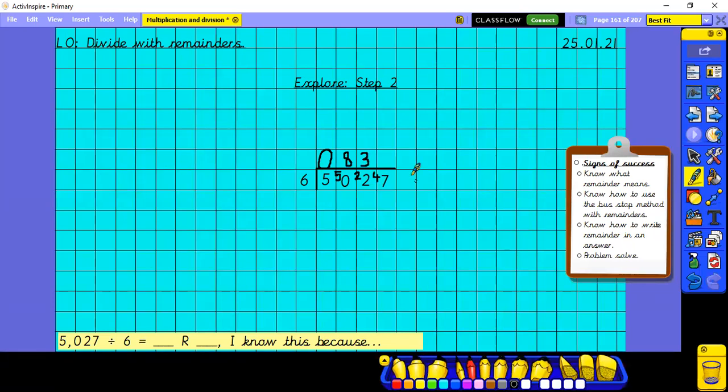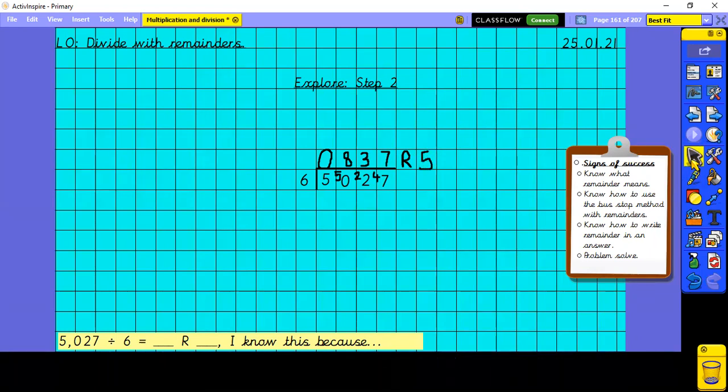Okay, and lastly, I need to think, how many times does 6 go into 47? And again, I know that 47 isn't in the 6 times tables, but I know that 42 is, and that 42 is quite close to 47. So 6 goes into 42 7 times, and we're going to have 5 left over, because 42 add 5 is 47. There we go. So 5027 divided by 6 is 837 remainder 5.